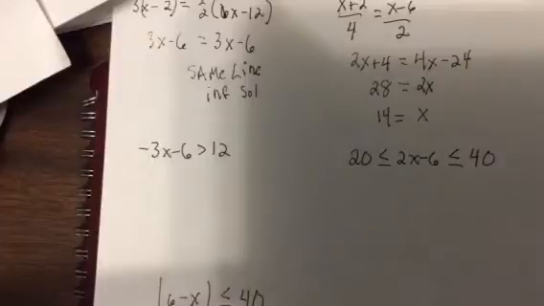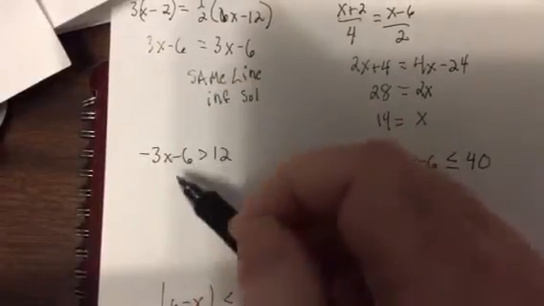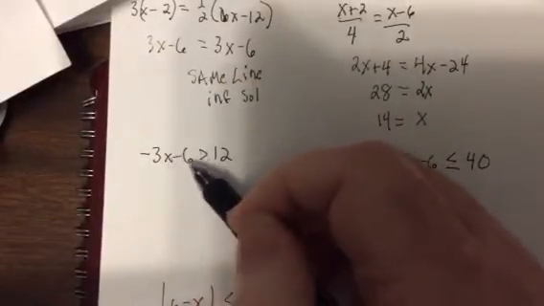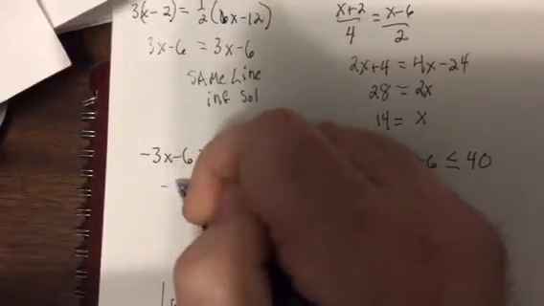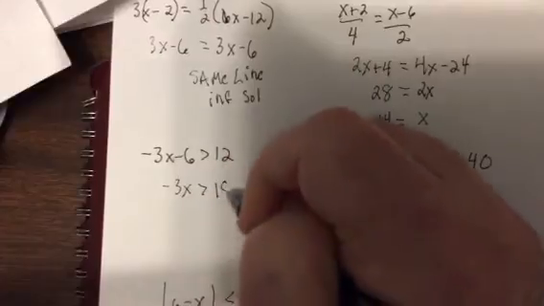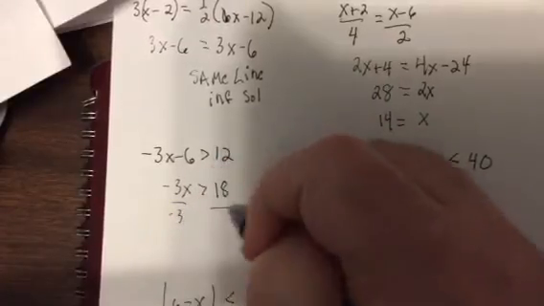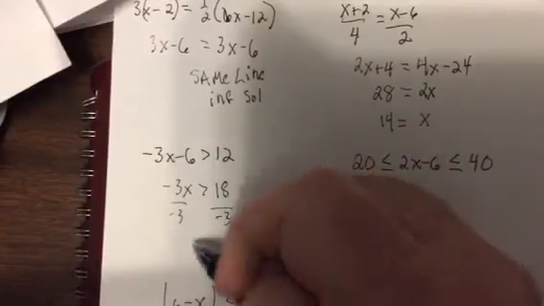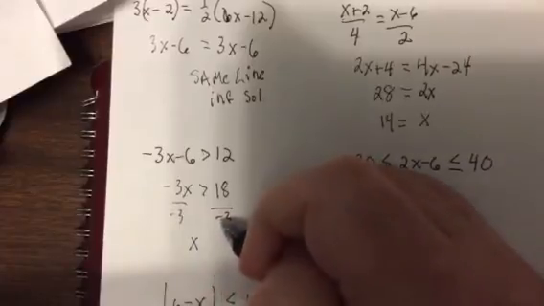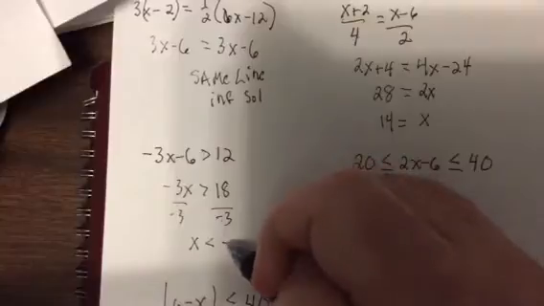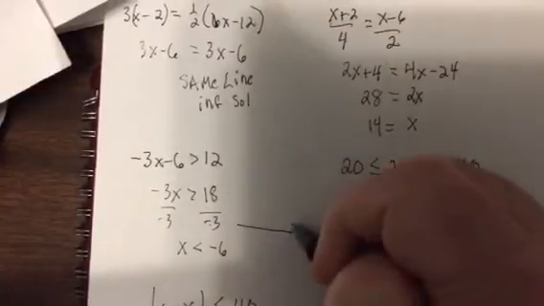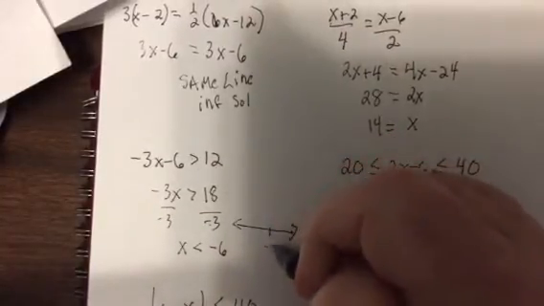So, back to this. To solve it, the highest power is 1, so solve it just like that. Get the x by itself. So we're going to add 6 to both sides, and then divide by negative 3. So x, when you divide or multiply by a negative in an inequality, you got to switch it. And then 18 divided by negative 3 is negative 6. So it'll be negative 6.